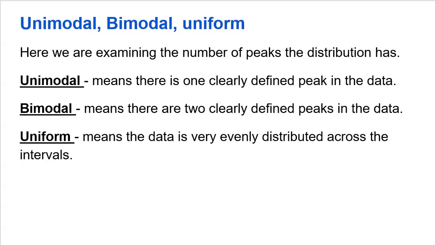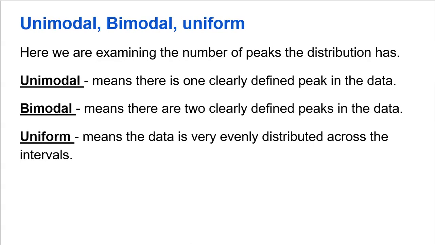All right, so what do we mean by unimodal, bimodal, or even uniform? Well, uni means one. So unimodal means that there's one clearly defined peak in the data. Bimodal, bi meaning two, means there are two clearly defined peaks in the data. And I say clearly defined, meaning they're separated. When you have unimodal data, you might see a couple peaks, but they're all really close to the center, kind of forming the peak of a mountain, unimodal.